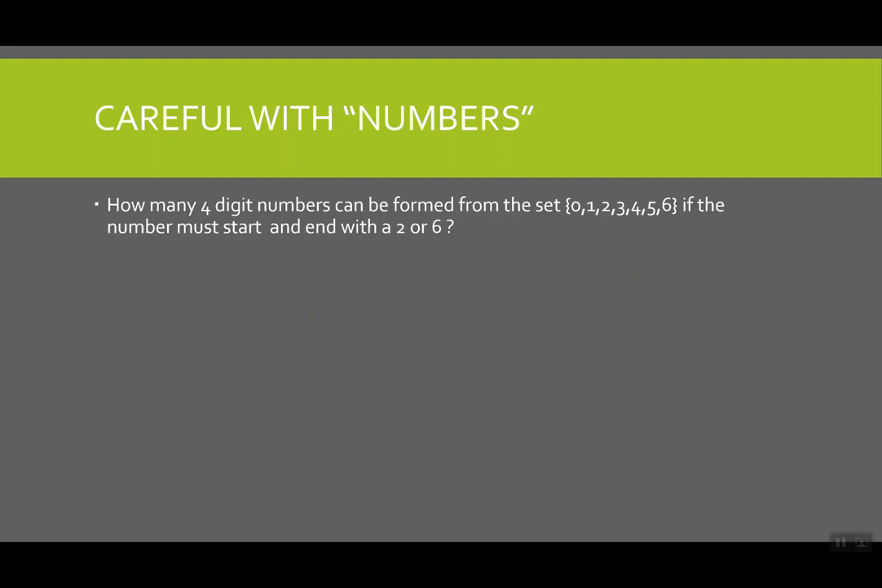Now let me change it just slightly and say how many 4-digit numbers can be formed from the set 0, 1, 2, 3, 4, 5, 6. But I'm telling you the first one's going to be a 2 or a 6. And then the last one is a 2 or a 6. And the reason, who knows? I just picked, like, let's do something different. So we're going to say how many of our numbers start with 2 or 6.